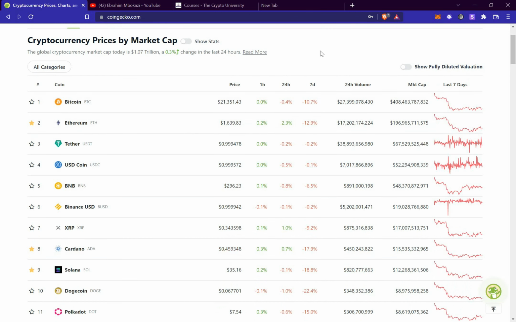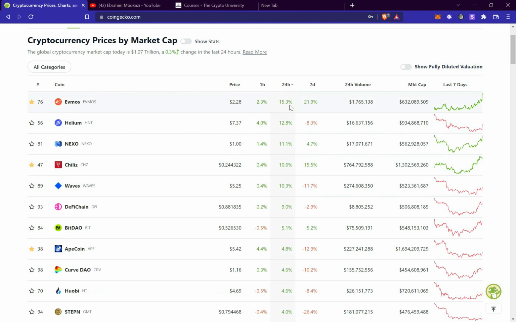This is more of a platform to help you understand on a fundamental side. So let's just say you want to see which tokens have moved the most in the last 24 hours. You could click here on 24 hours, and from there it's going to filter all the tokens that have moved the most within the 24-hour period. As you can see, 15% on this one, 12% on Helium, and 11% on Nexo.